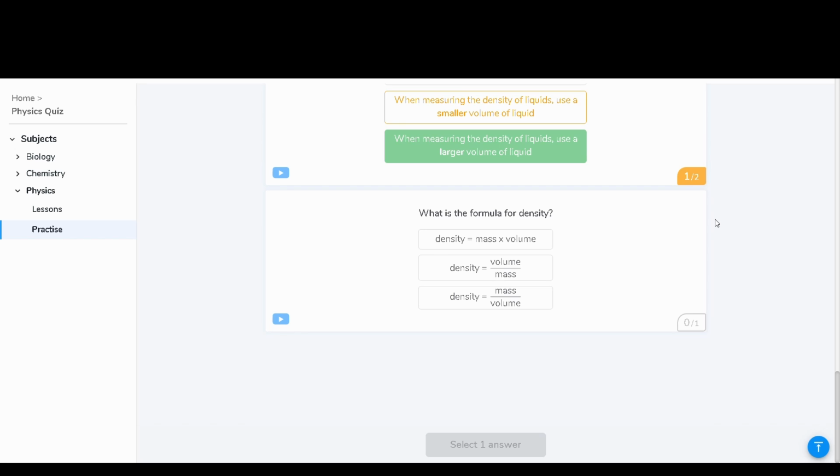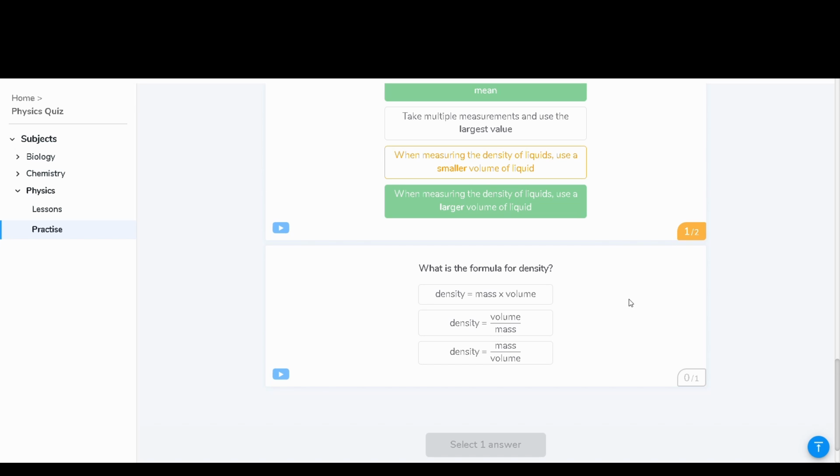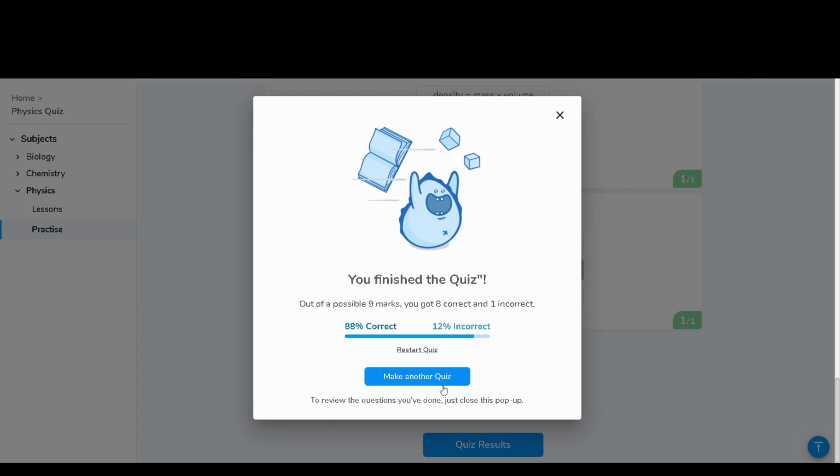It's always the bigger one. Bigger one is easy to measure. Yes, sir. Okay, great, 88%.